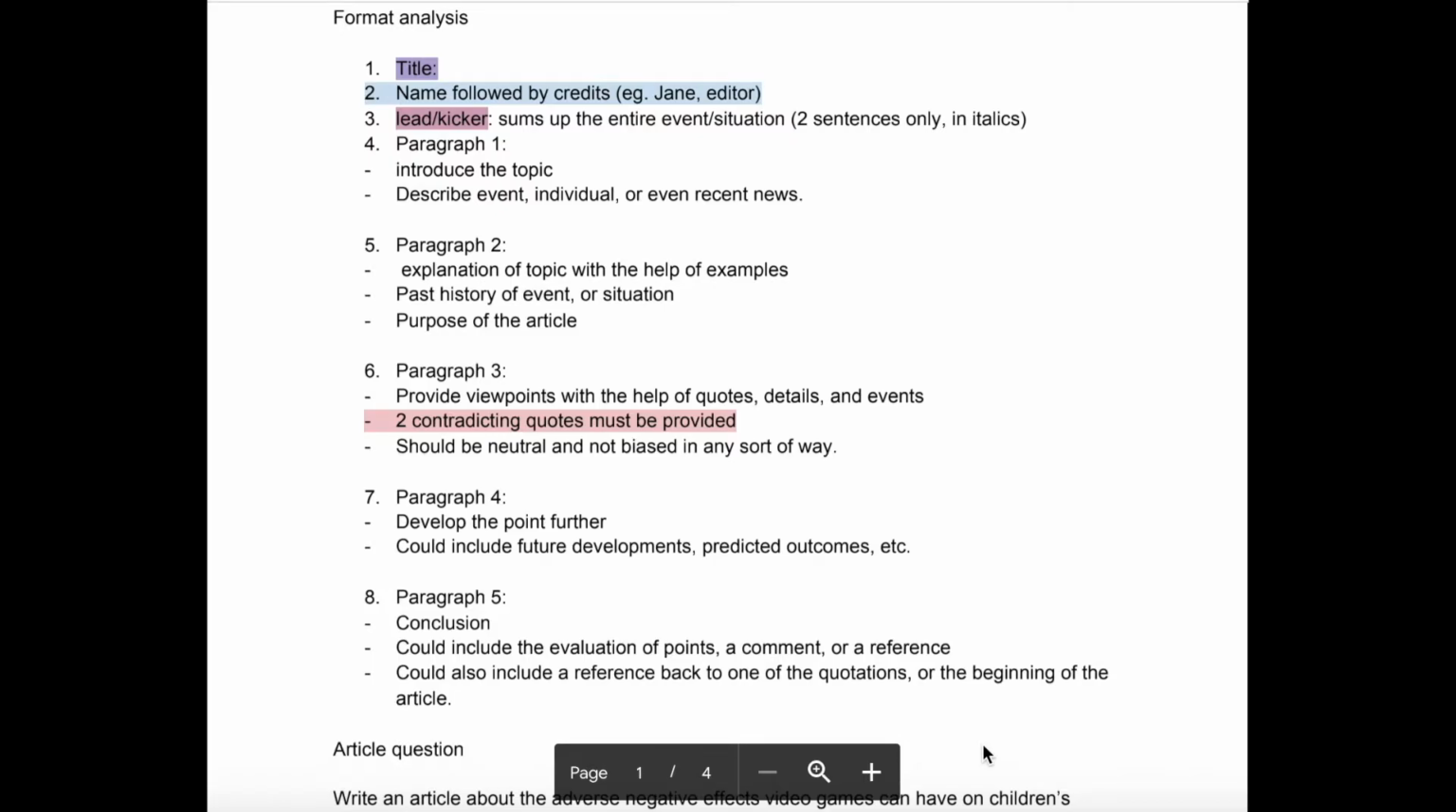Okay, we then move on to the name followed by the credits. As seen on the screen, we give our name followed by what we do. In this example, it's Jane followed by what she does, an editor.